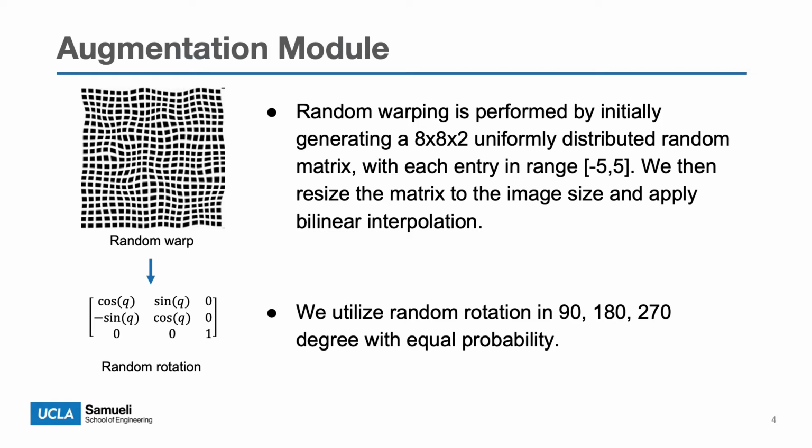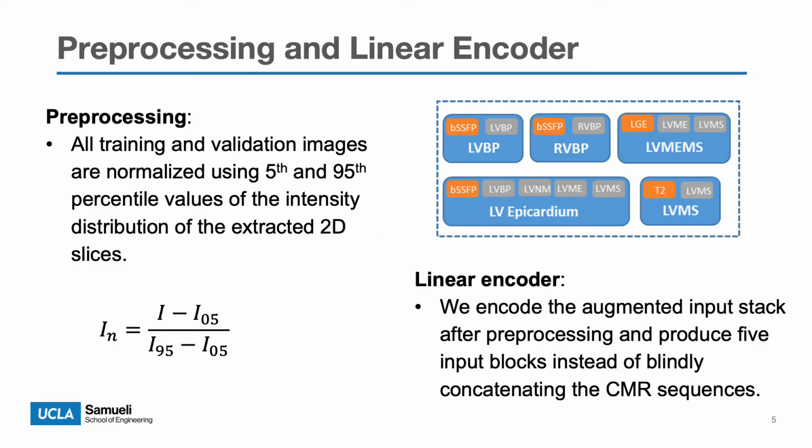The extracted input CMR slices and the labels are warped 20 times. After augmenting the data using random warping, we then utilize random rotation in 90 degree, 180 degree, and 270 degree with equal probability. The training set is then augmented with 1 time more data with random choice among the 3 options. All training and validation images are normalized using 5th and 95th percentile values of the intensity distribution of the 2D data to obtain relatively uniform training sets.